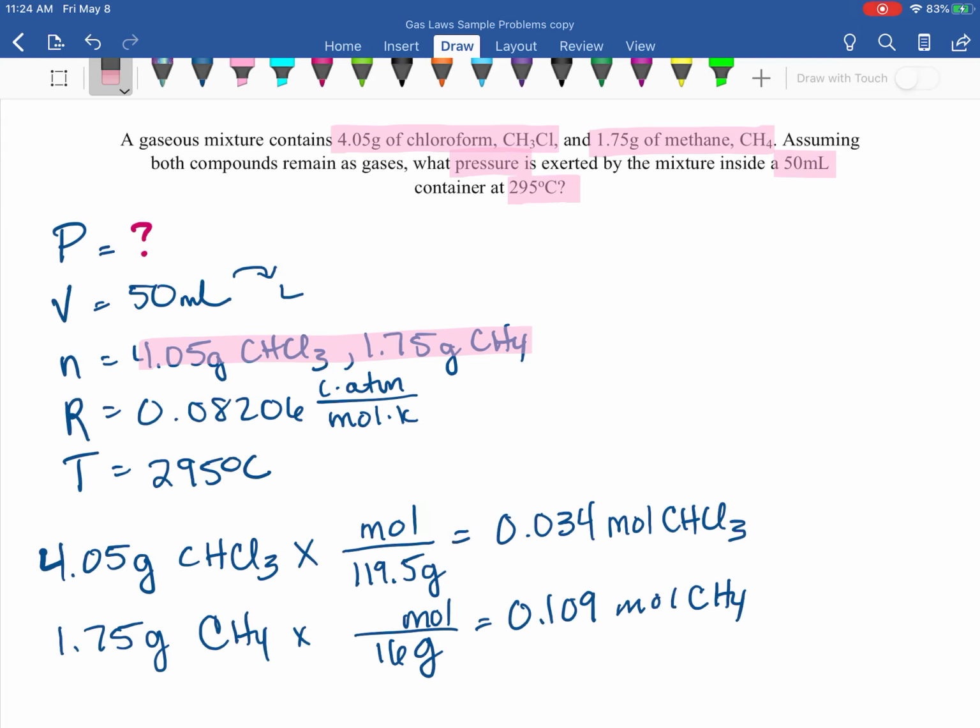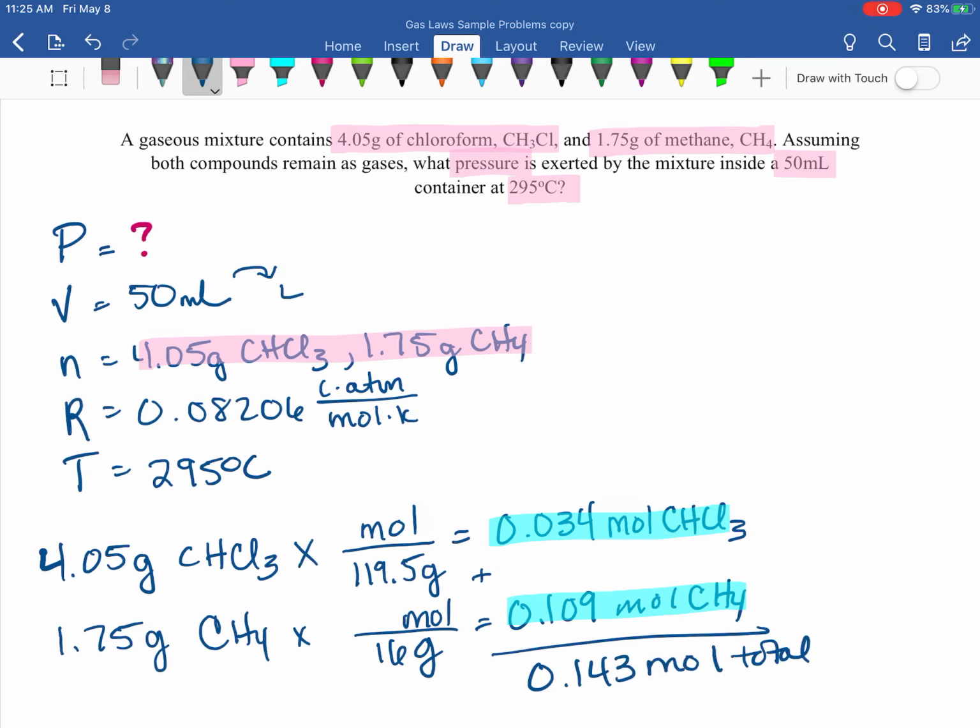I love it. Okay, now which one do we use? But here's the beauty of Avogadro. We're going to use them both. It doesn't matter what kind of gas. It just matters how much you have. So let's add them. Our moles will be the total. So when you add that up, how many moles do we get? I get 0.143 moles total. You know, you have one of these in your homework. You add up those total moles.